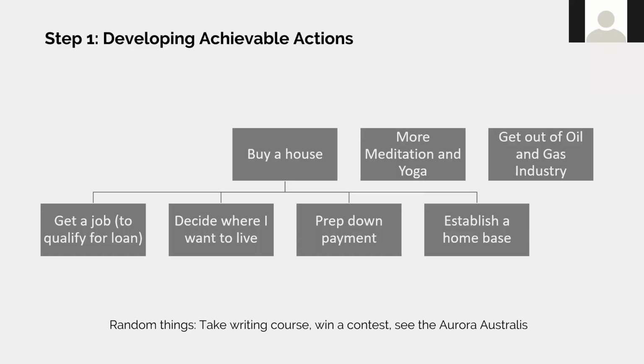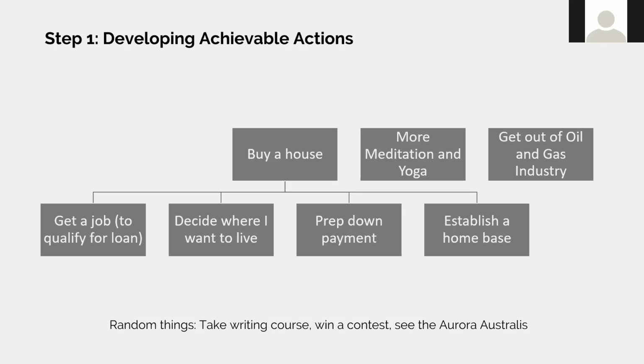So developing achievable actions. This is an example of one of those achievable actions that we already talked about. So for me, it was buying a house. I wanted to buy a house. Now, what did that mean? I didn't really have a job that would qualify me for a loan. So consulting's up and down. So I had to actually get a job that would allow me to qualify for a loan. I had to decide where on earth I wanted to live. I had to prep the down payment and establish a home base.